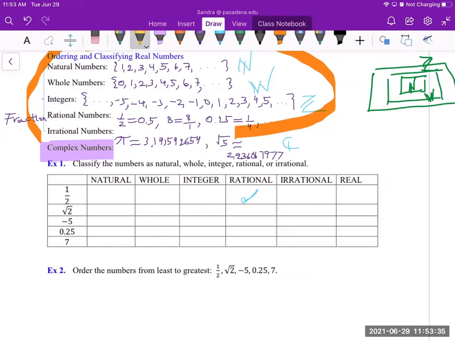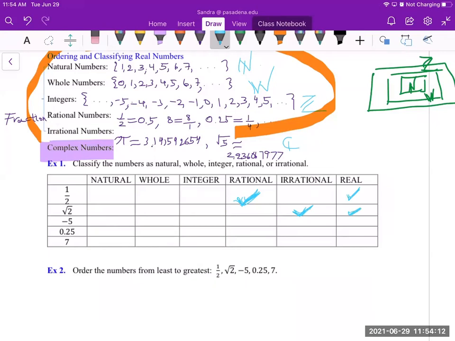Yeah, this will be okay. So I'm gonna put a check mark right here. It's a rational number, it's a fraction, but it's also considered to be a real number. Not a natural number. Now I'm gonna move on to the square root of 2. The square root of 2, I don't know what it is, but if I put it into the calculator, that's going to give me a decimal that I cannot write as a fraction. So that's going to be an irrational number right here. That's also going to be part of the real numbers.